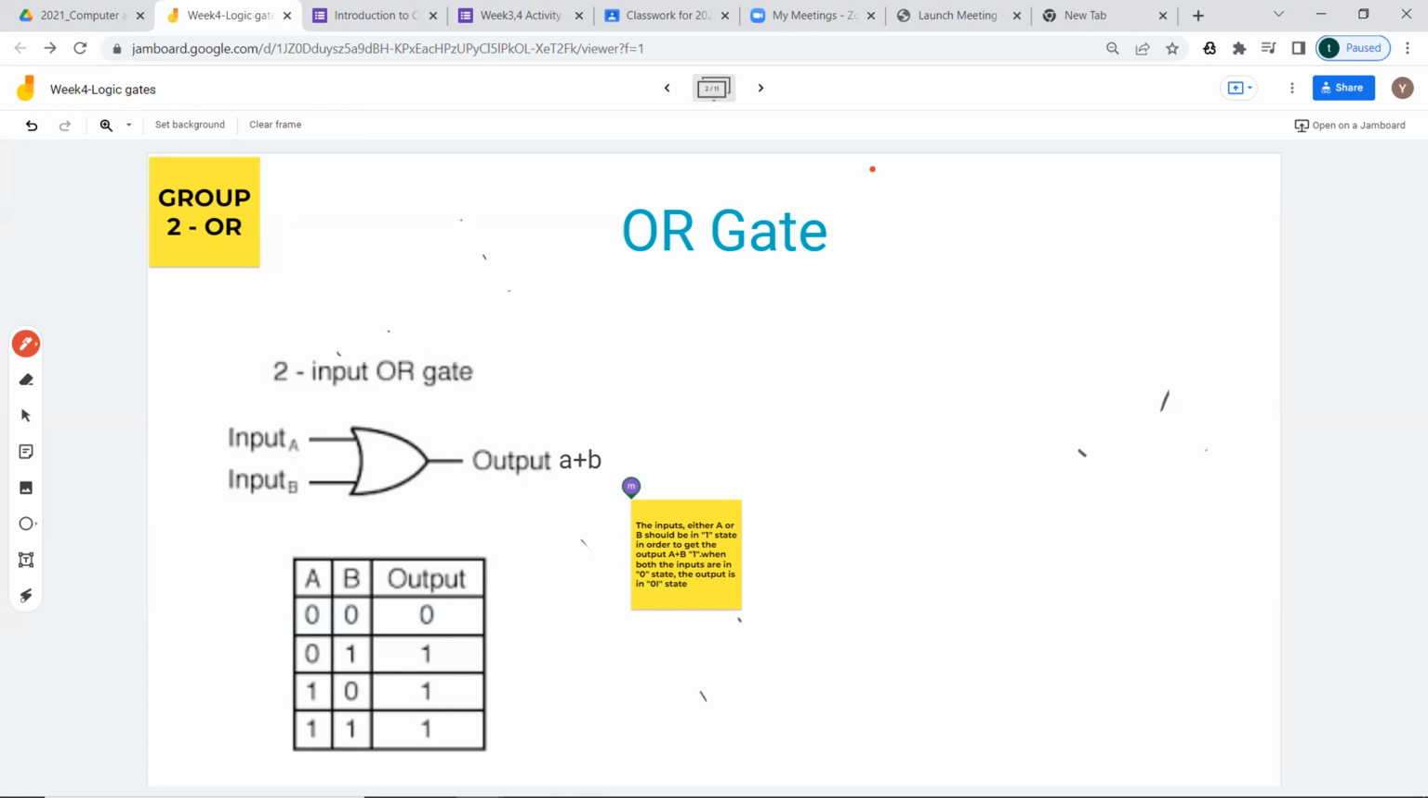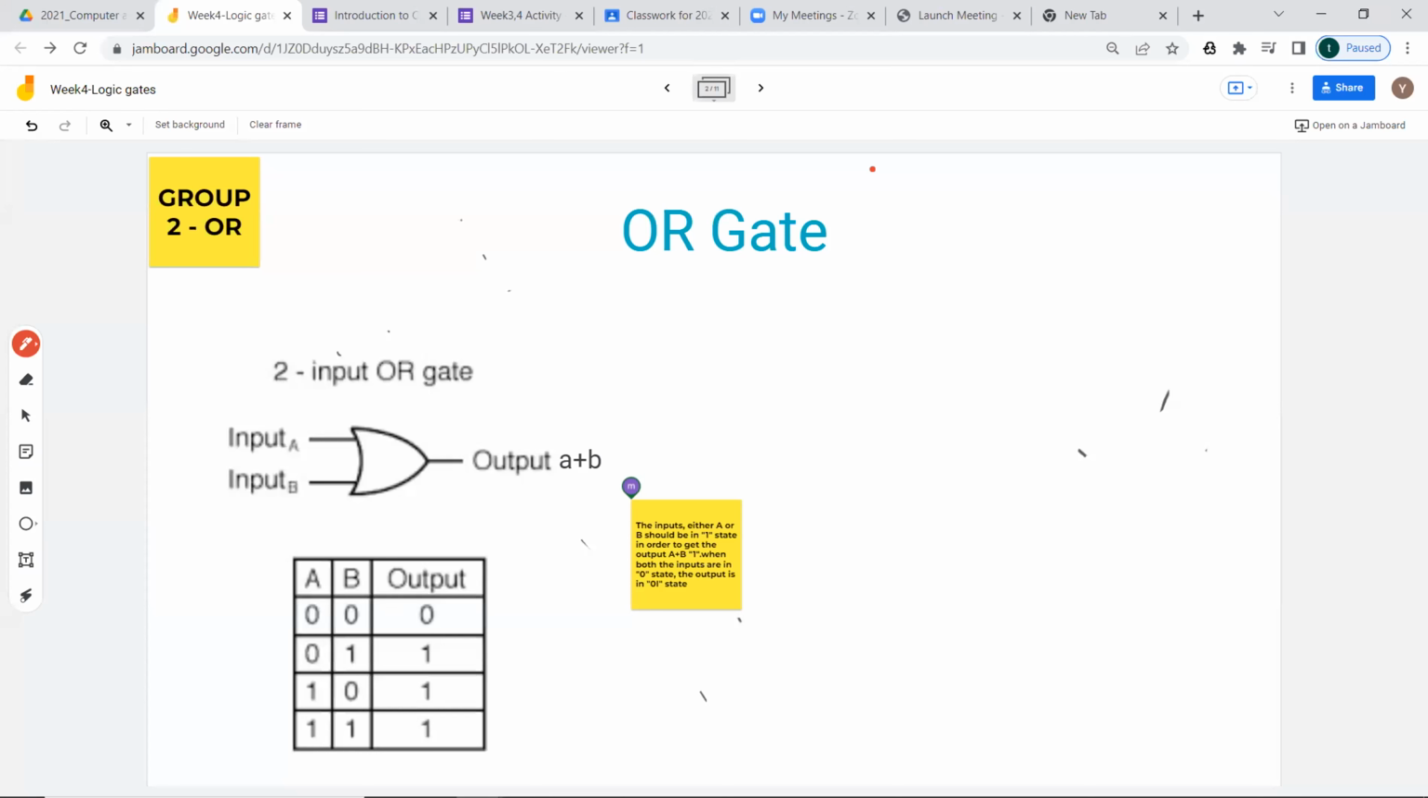Nobody from group 2? You can just explain, nothing to worry. කවුරුත් නැද්ද group එකේ? Madam, good morning. Good morning. Okay. Shall I start the explanation? Yes.